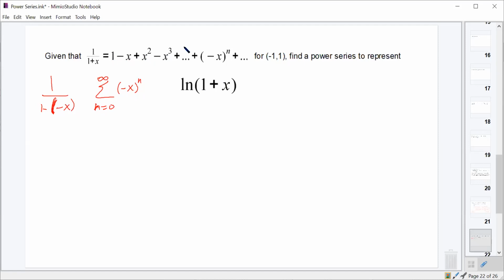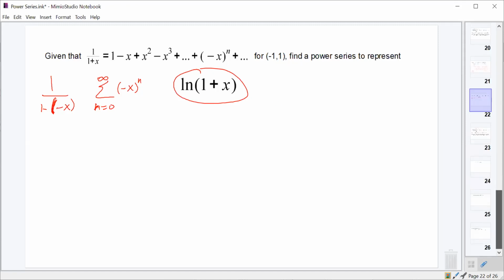And we know, again, that this one has an interval of convergence of negative 1 to 1. So we want to use this series to see if we can write out a series for the natural log of 1 plus x. Any thoughts on that?